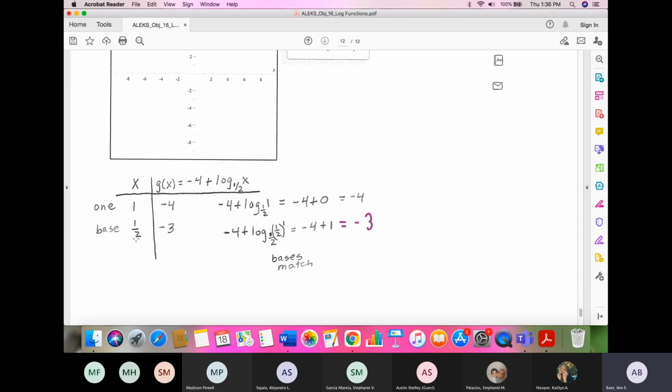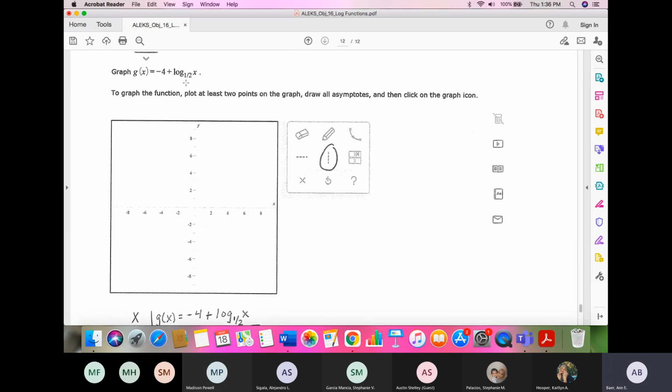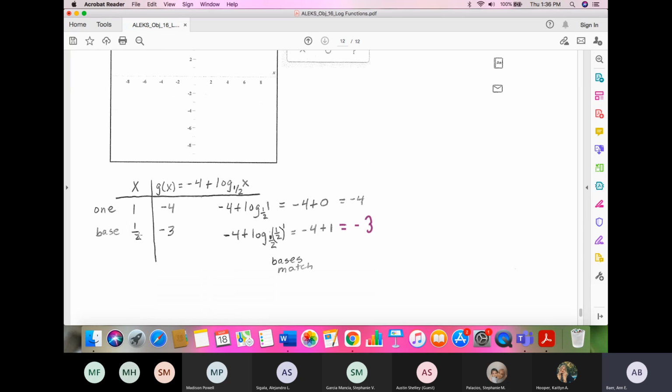Here we chose the base. The base is 1/2 here. And we're going to plug that in. So we get -4 plus log base 1/2 of x. What's our x? We chose our x to be 1/2 on purpose, so we would get this matching occurring.